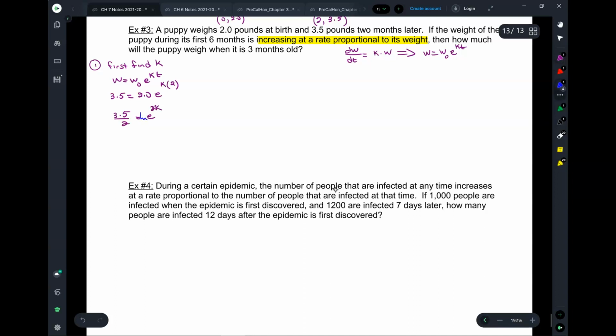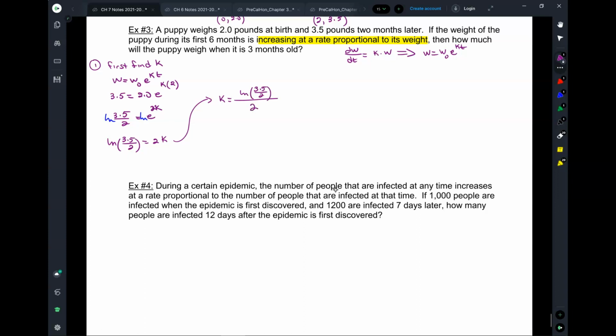Taking the ln of both sides, I have ln of 3.5 over 2 equal to 2k. So k is all this, ln of 3.5 over 2 divided by 2. And when you put it in your calculator, it's 0.2798.